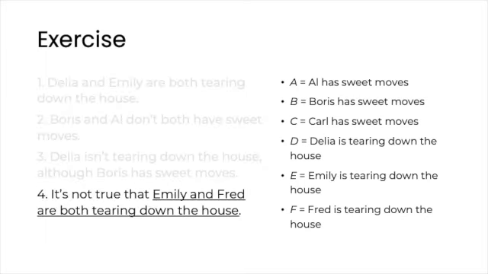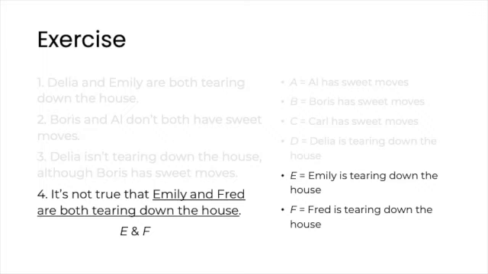Let's go to sentence 4. It's clear that the whole sentence is a negation. It is a negation of the sentence that follows the word that. That is, it is a denial of Emily and Fred are both tearing down the house. This last sentence is just a conjunction of E and F, and so it is represented as E ampersand F. Then, once we negate it, we get tilde E ampersand F.